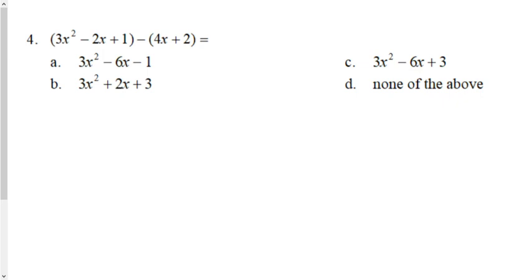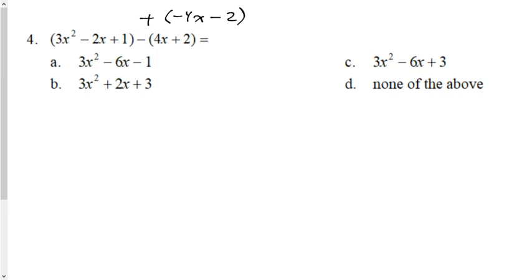Question 4 comes from our last chapter on polynomials, addition of polynomials. We have a trinomial subtracting a binomial. We should know that the easiest way to subtract is to add the inverse. So instead of subtracting 4x plus 2, we're going to add negative 4x, and add the opposite of the other one, which is negative 2. That comes from our chapter in grade 7 on integers. The difference is the same as the sum of its opposite.